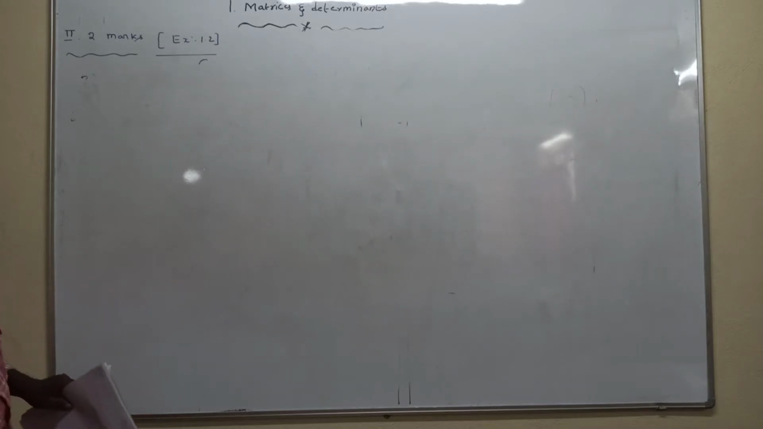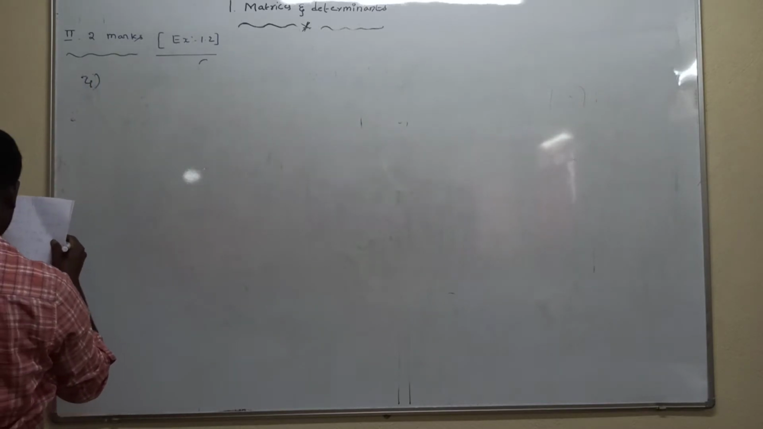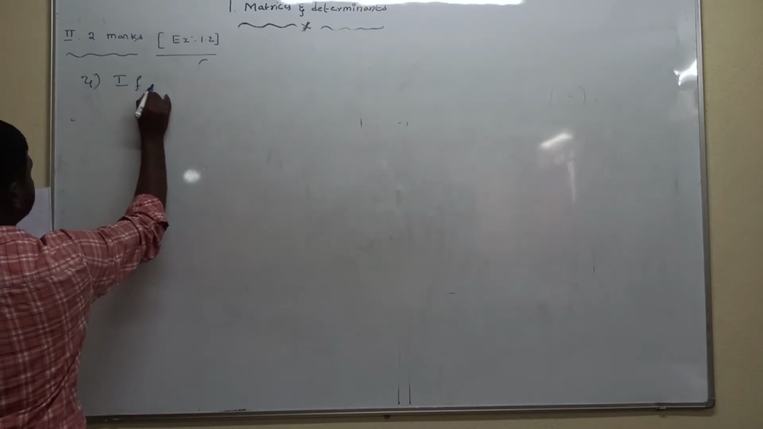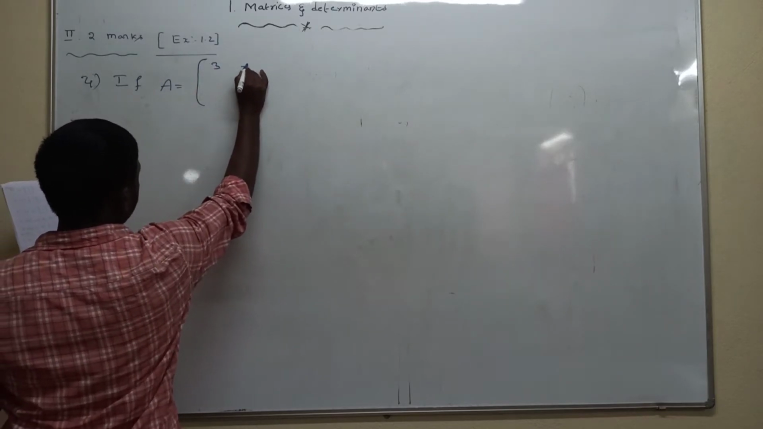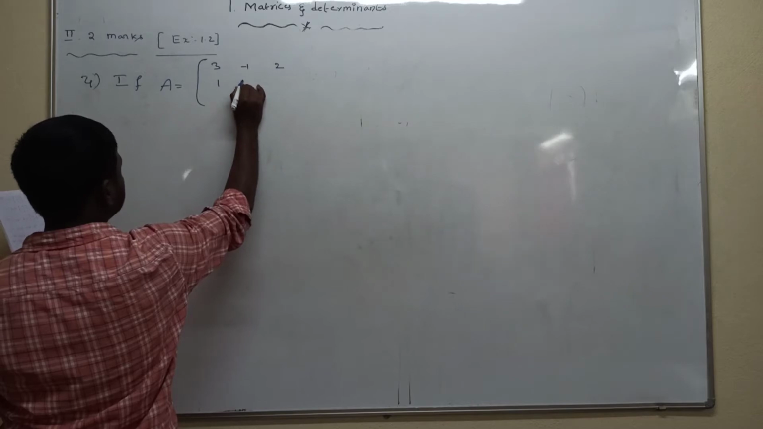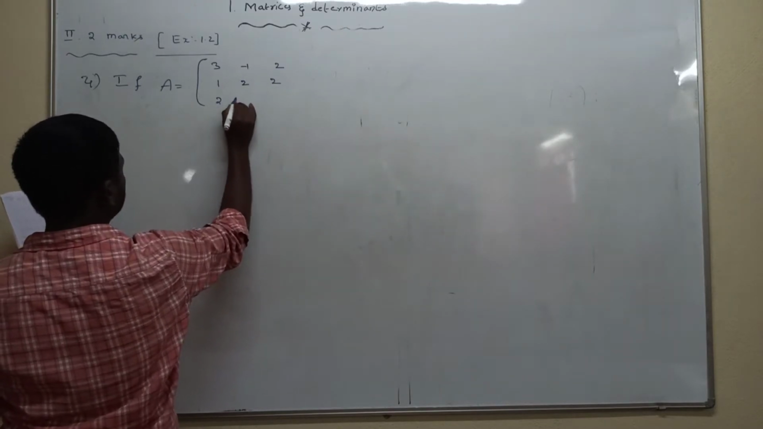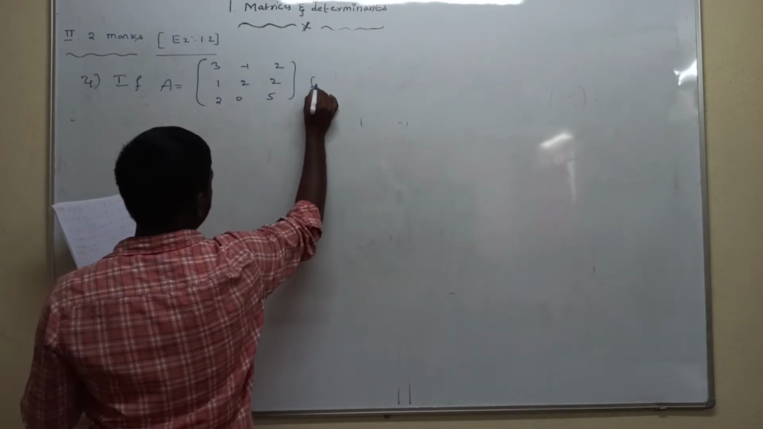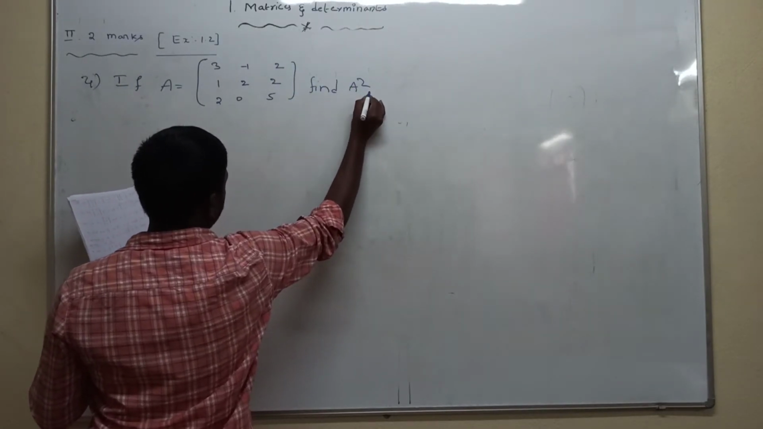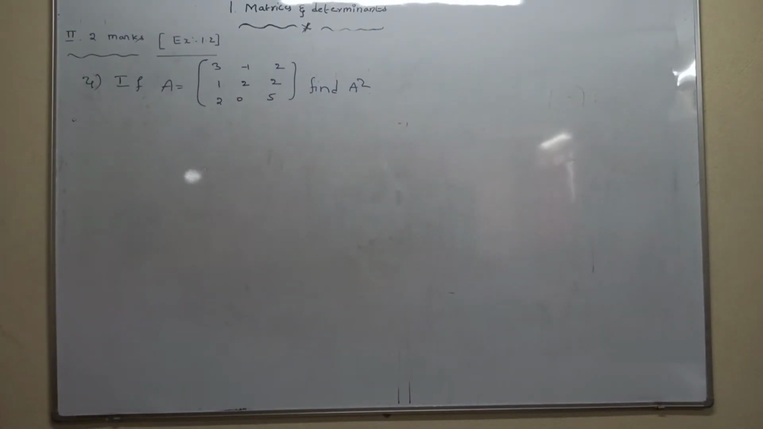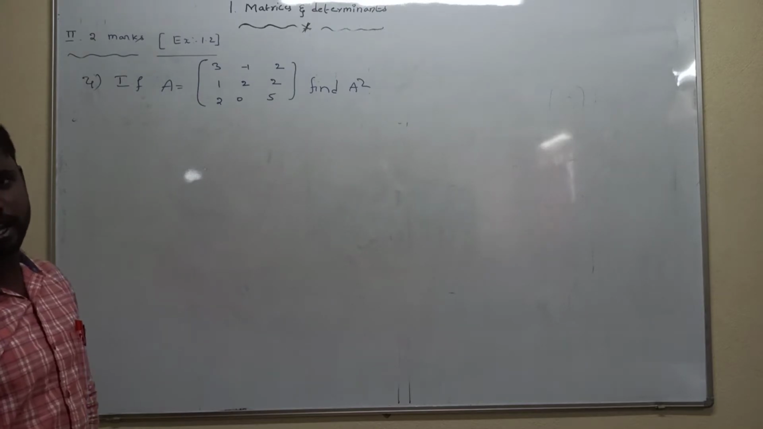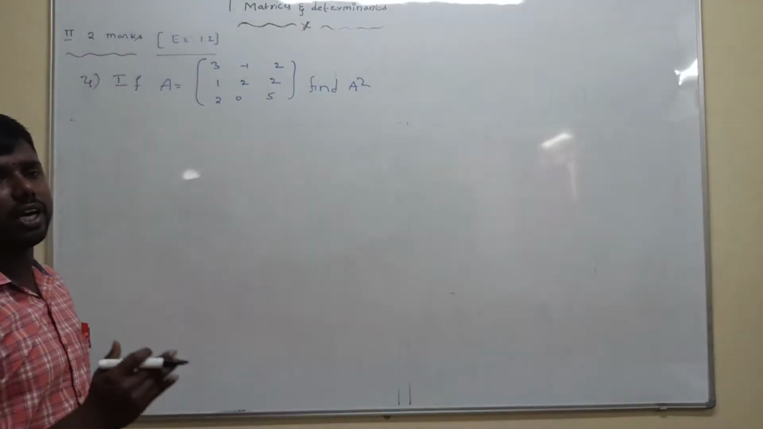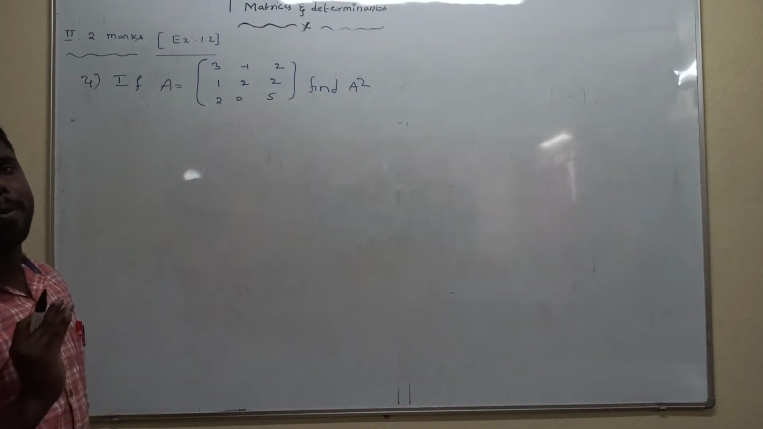See the fourth question. If capital A is equal to 3 minus 1 2, 1 2 2, 2 0 5, find A square. Someone doing A square, whatever the A matrix is given here, after each number you are doing square. That is not correct here. A square means A square can be written as A into A. After that we should apply the multiplication of two matrices condition.